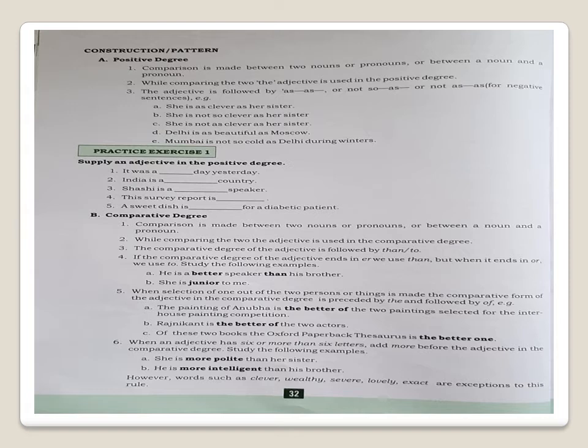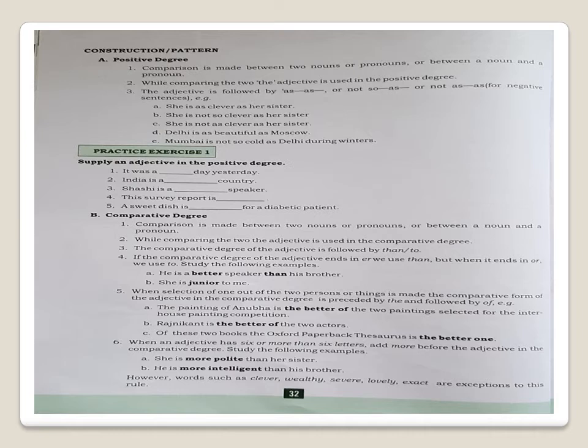Let us see another sentence. Rajnikant is the better of the two actors. When we select the better option, we use the comparative degree here, preceded by the and followed by of. Remember this one. Of these two books of the Oxford paperback, Thesaurus is the better one.